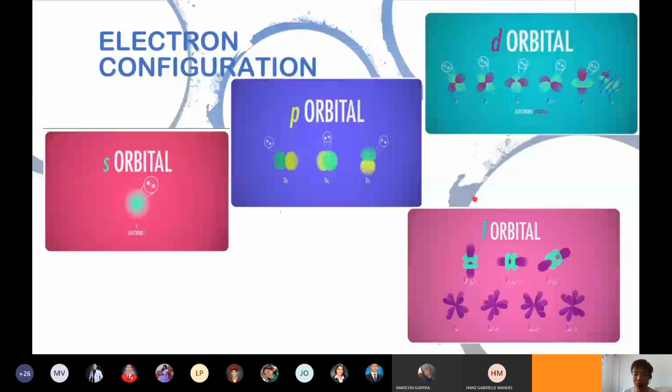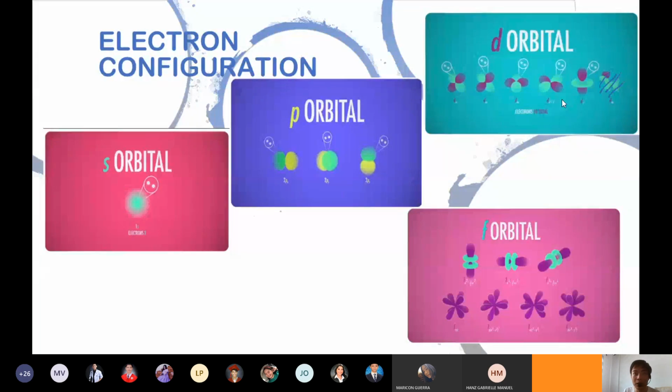Yun yung reason why 1s2 lang yung dulo, hindi pwedeng 1s3. Pag may 1s3, mali yun ha. 1s1, 1s2, hanggang dun lang. Bakit may 2p6? So, bakit naging 6? Kasi, itong tatlong shapes niya, capable siya of holding 2 electrons each. Bakit may 3d10?